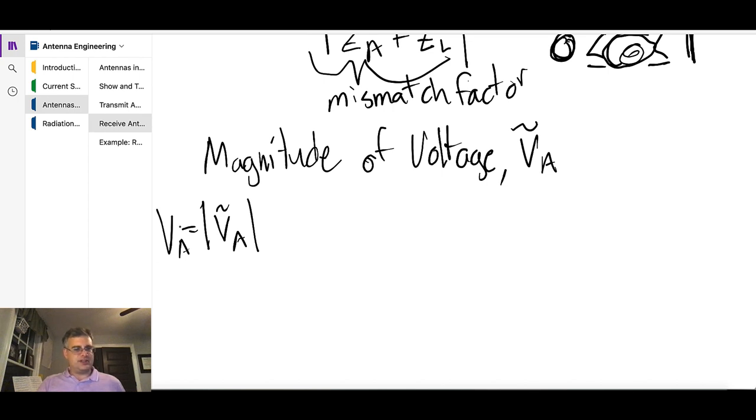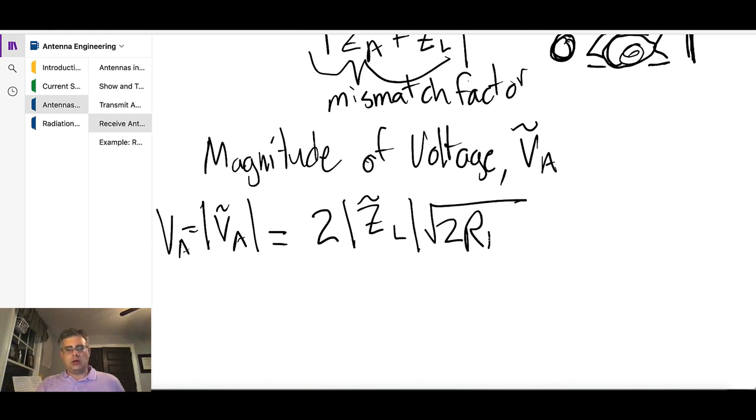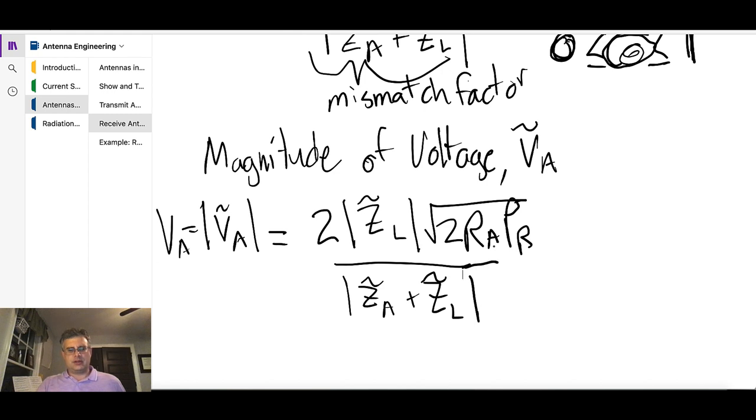But it turns out that this is going to be 2 times Z sub L times the square root of 2 R_A P sub R divided by Z_A plus Z_L. P sub R is my received power.